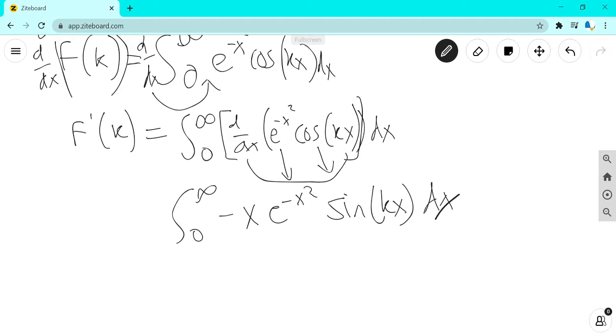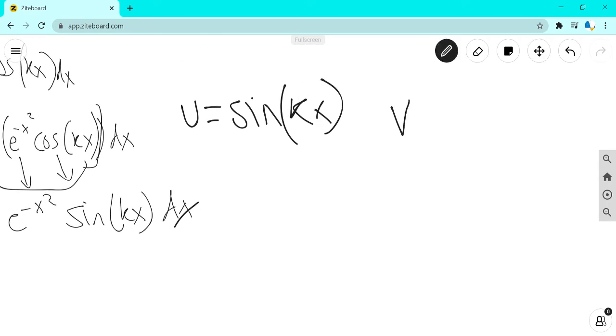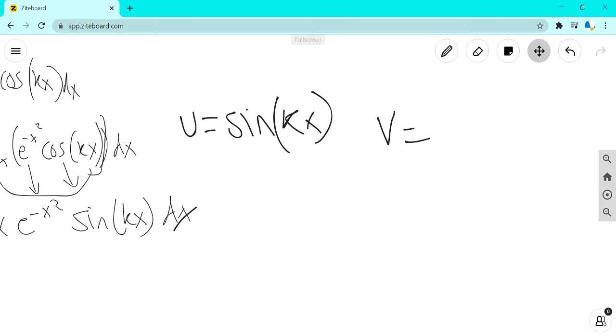Now we can use integration by parts, which we couldn't do in the original, but now we can do it to solve this. We're going to set u equal to sine of kx, and dv is going to equal negative x e to the negative x squared dx. So we can differentiate the first one.